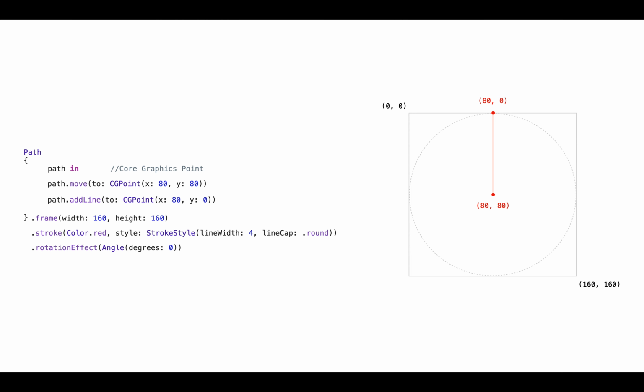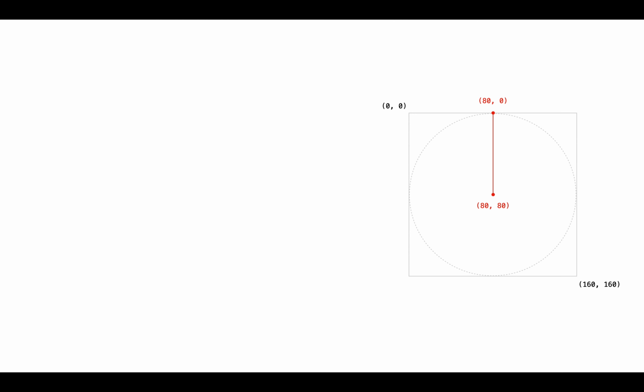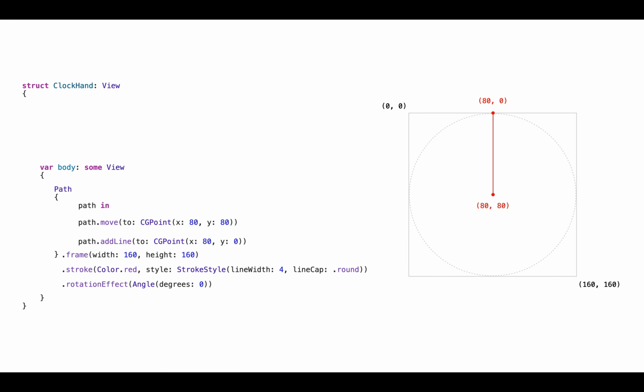So now that we've got our path ready, we're going to cut that code out and place it into its own view so we can call upon that path or that clock hand whenever we want it. So we start with a struct ClockHand, which is going to be a view, and that view is going to have a body. We'll paste in that code into the body. Now at the moment, this code will create one singular line that's red with a size of roughly 80 pixels.